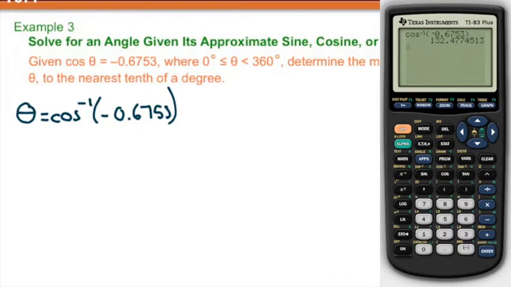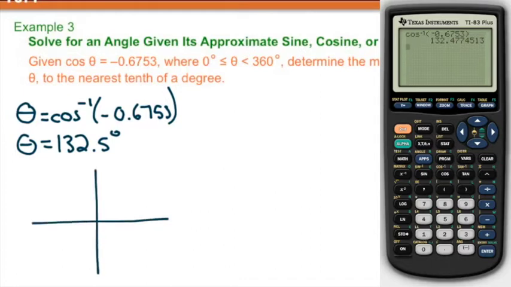If we do it to the nearest tenth, that would be 1 decimal place. So theta is 132.5 degrees. If we draw that out, as we need to do, initial side would be here. Terminal side would be somewhere in the second quadrant. It's not immensely important where. This angle is 132.5.